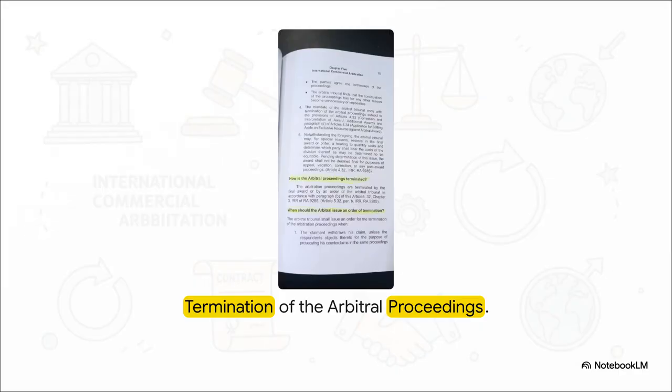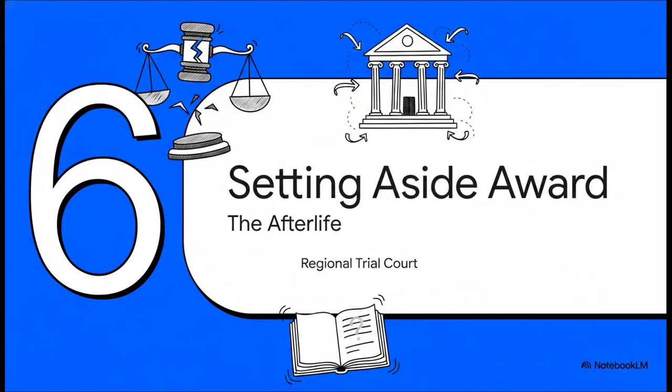Straight from the text of the law, we see exactly how the process ends. The arbitral proceedings are officially terminated by this final award. Alternatively, the tribunal will issue an order for termination if the claimant simply decides to withdraw their claim or if the parties mutually agree to just end the proceedings. Once that termination happens, the tribunal's mandate is officially finished. Section 6. Setting aside the award.